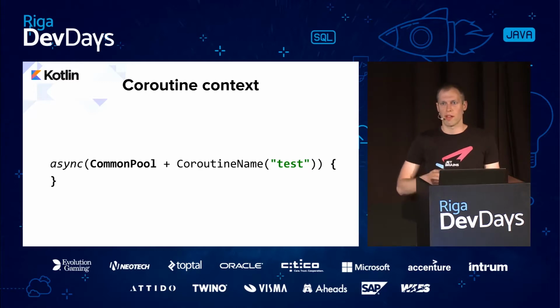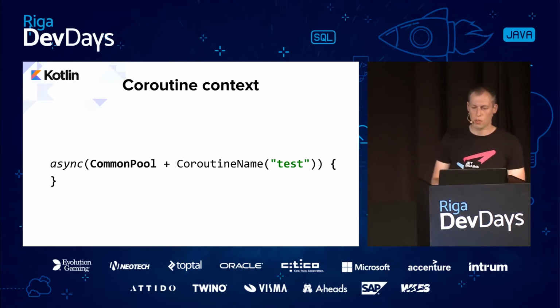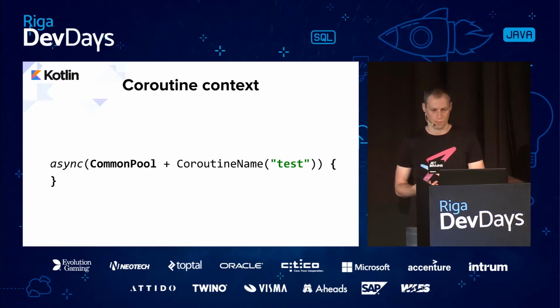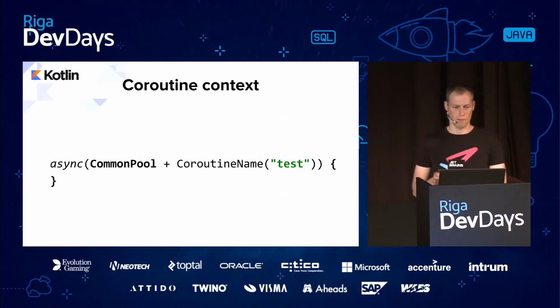Similar to thread local storage in case of threads, if you want to save something that will be available throughout the coroutine, you use coroutine context. The only difference is that coroutine context is immutable, while thread local storage is mutable. But coroutines are so cheap and the context is so simple that you create a new one when you need to change something.